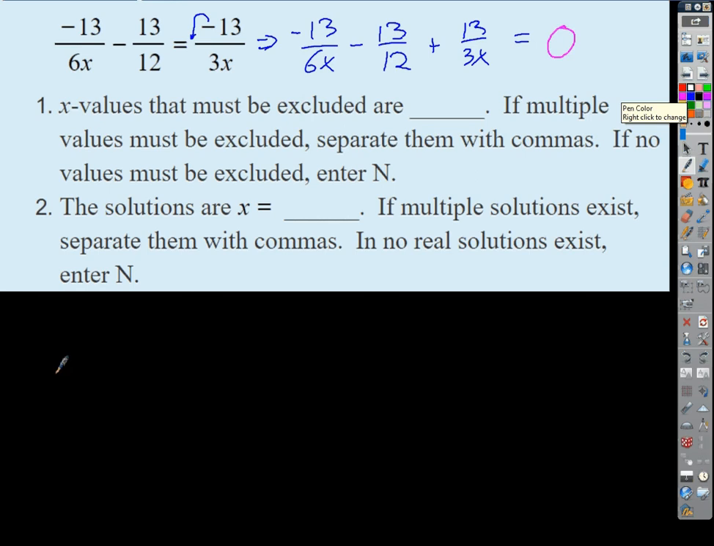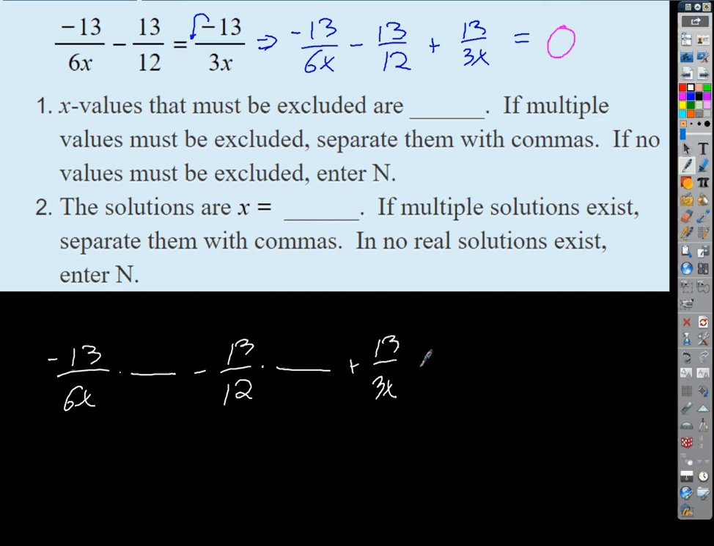So the first term is negative 13 over 6x. Second term, minus 13 over 12 times something over something if we need it, plus 13 over 3x times something over something equals 0. So let's get a common denominator. Let's think of it in two parts. Let's think of the number part here first. What's the smallest number that 6 and 12 and 3 divide into?